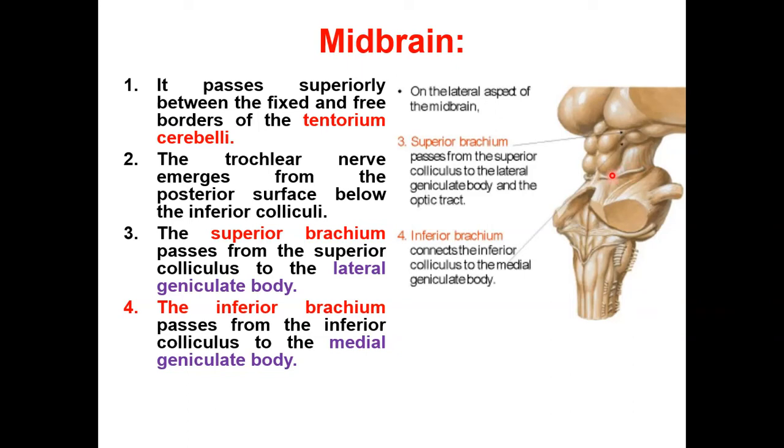And this is the main MCQ. This trochlear nerve arises from the dorsal surface of the brainstem or midbrain. It arises below the inferior colliculus, not below the superior colliculus. So when we discuss the internal structure of the midbrain, we will discuss it at two levels: at the level of the superior colliculus and at the level of the inferior colliculus.